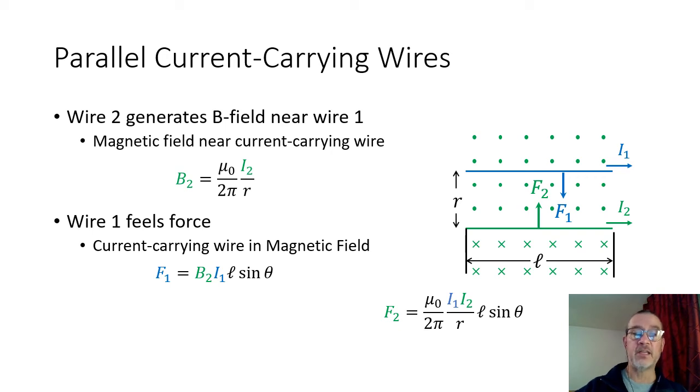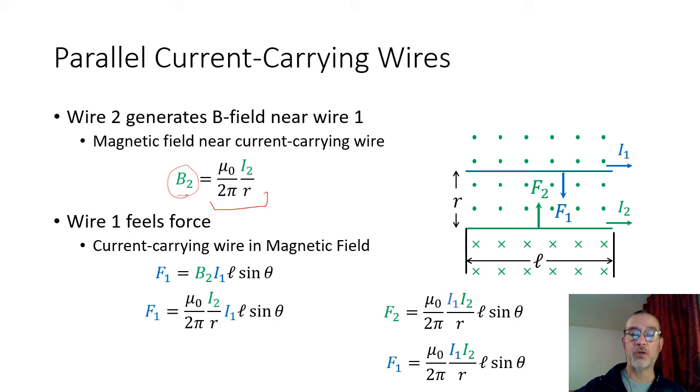Now again, I can substitute this whole B2 term in where I have B2. And what I get is that F1 is mu naught over 2 pi I2 over R, that was my substitution of B2, times I1 times L sine theta. Now again, if I bring I1 up into the numerator where it belongs, I get that the force on wire 1 is equal to mu naught over 2 pi I1 I2 over R times L sine theta. Now you should notice something here. It turns out that the force 2 is the same as force 1.